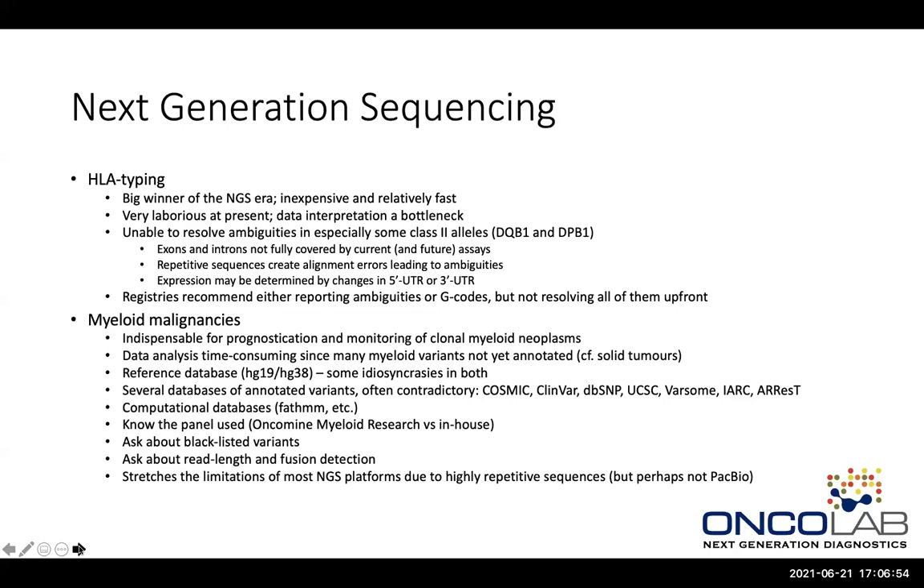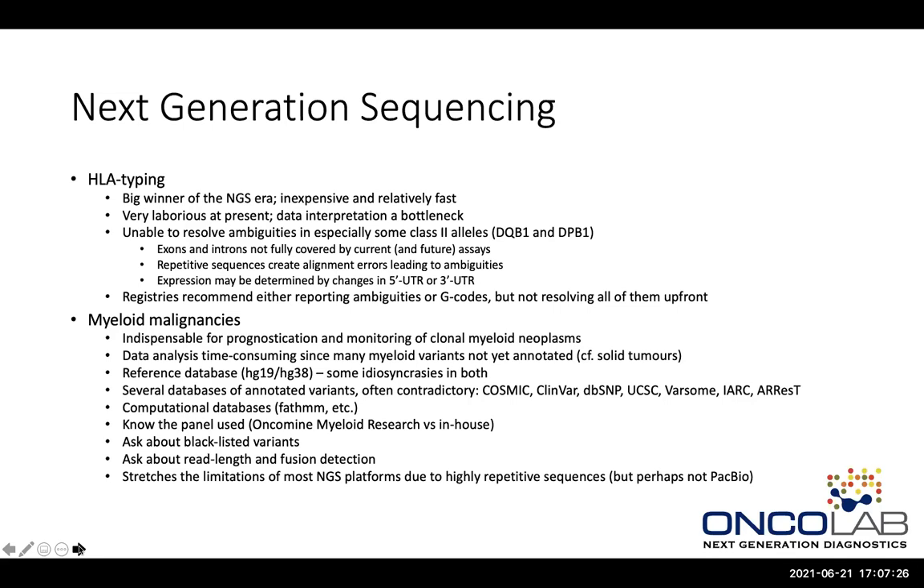Illumina will come to you and say you can only do HLA typing on their instrument, and Thermo Fisher will do the same. I can tell you that we have both instruments in our lab. The problems persist. It's not because of the technology, it's the assays. So there are many repetitive sequences which create alignment errors leading to ambiguities, and then changes in the 5' untranslated region or 3' UTR may change expression of these alleles.